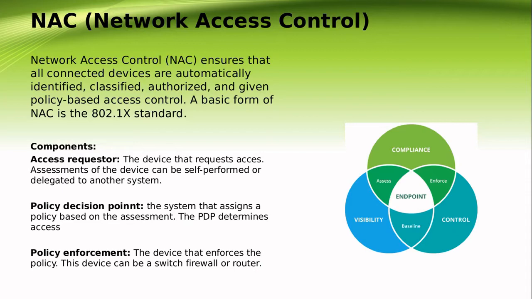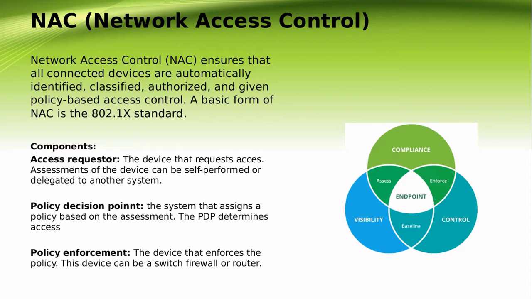The three major roles, the components, as you can see on the screen: access requester, policy decision point, and policy enforcement point. The access requester refers to a supplicant or client. The access requester is a node that is attempting to access the network and may be any device that is managed by the NAC system.